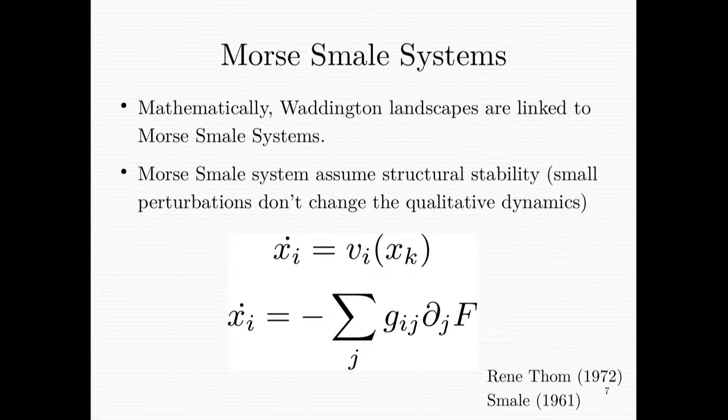But essentially, if you have a dynamical system which has a finite number of saddle points and attractors, then you can always write that dynamical system as a potential. So you can always write the dynamics as a gradient of a potential, with the caveat that you need a metric.